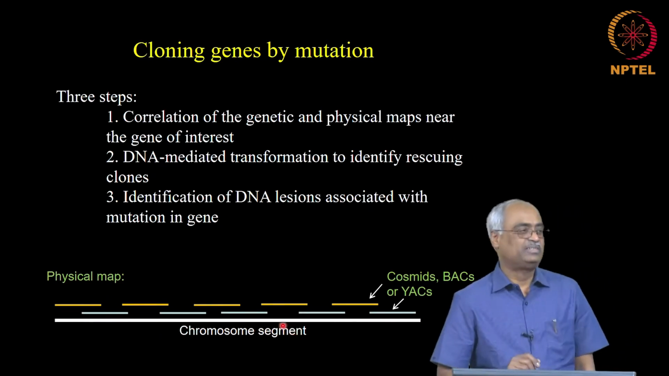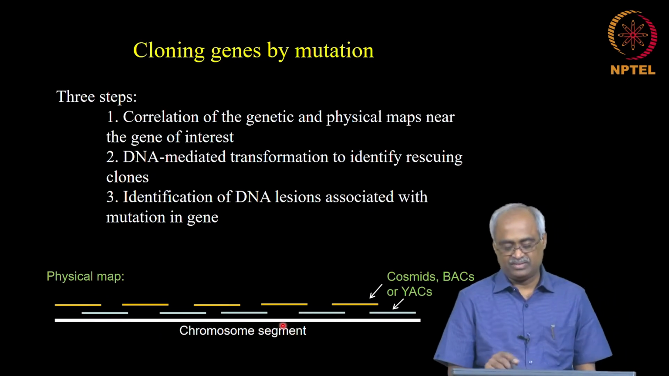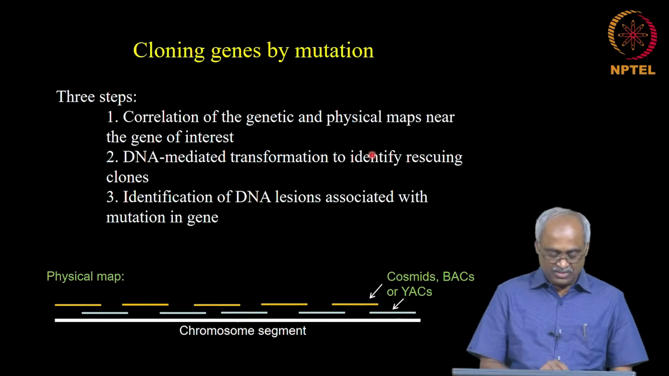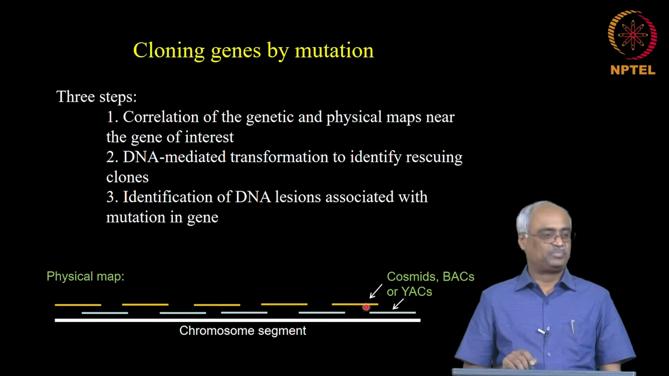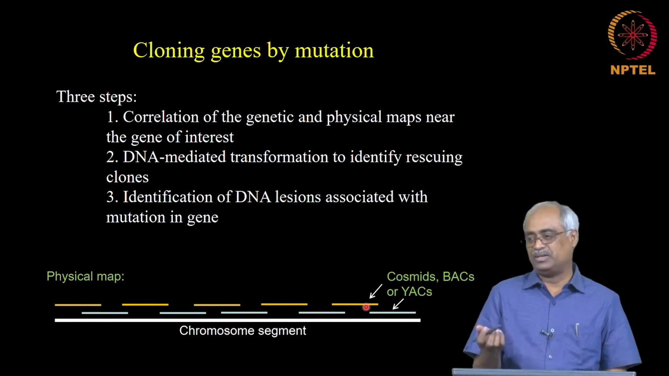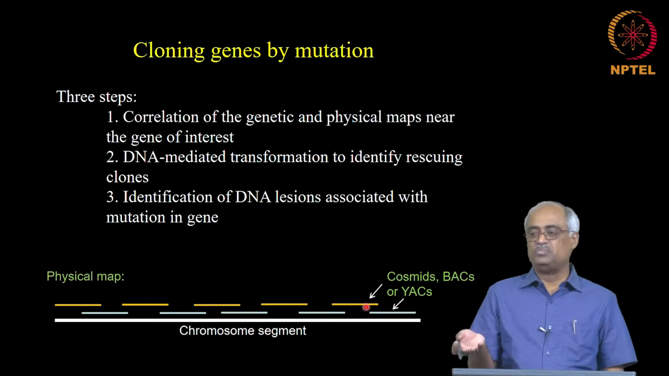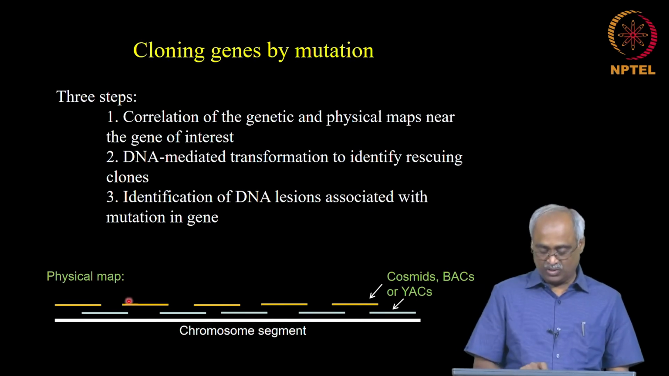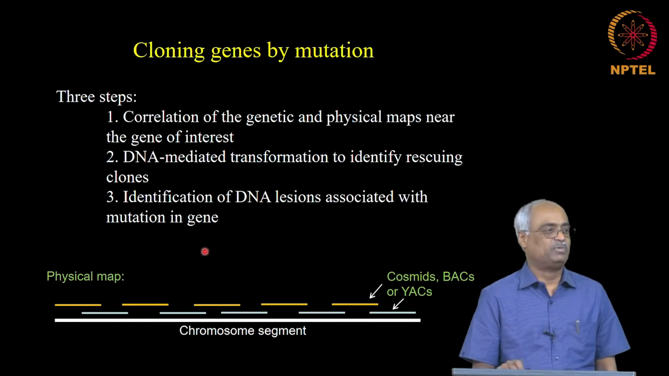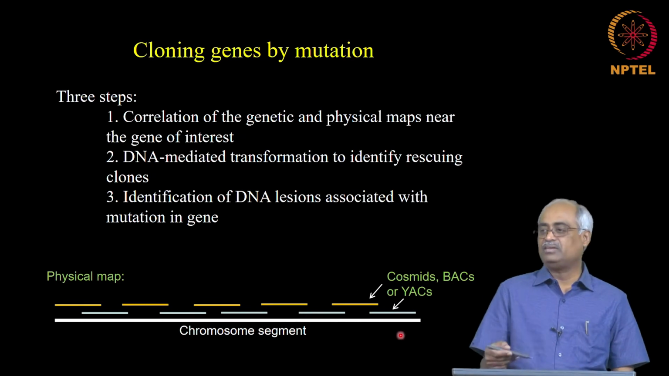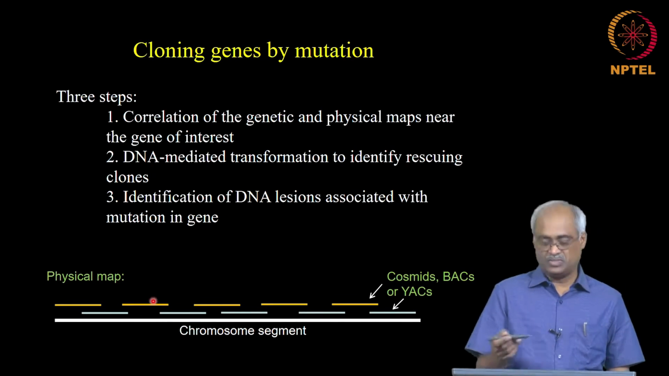Now what you do is something called a DNA mediated transformation. So now you are going to take each one of these cosmids and introduce it into the organism. In C. elegans you inject, and then see which one rescues the mutant phenotype, because these are all wild type. Okay, these are made from the wild type organism. Now you introduce and then see which one rescues.